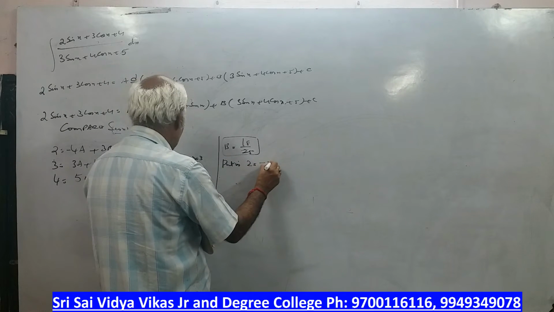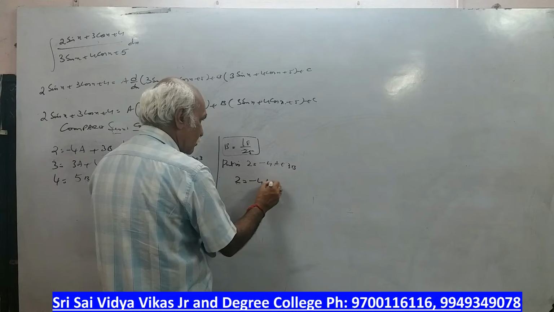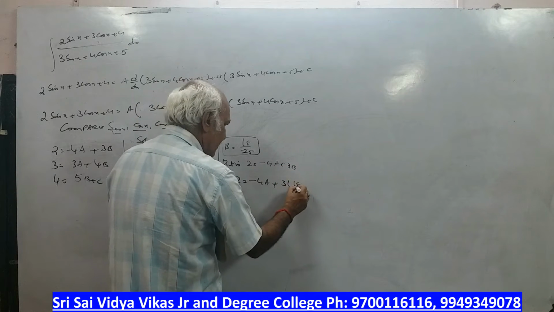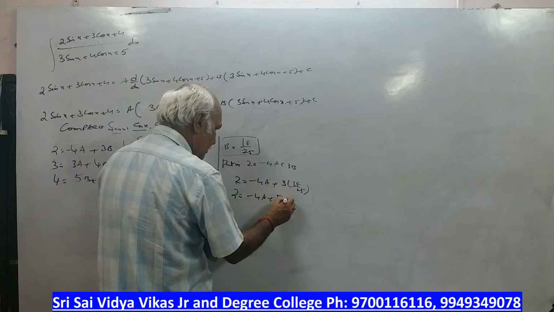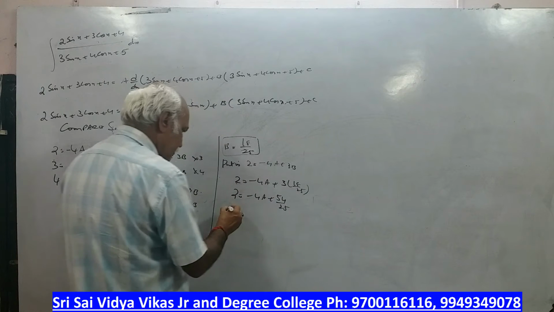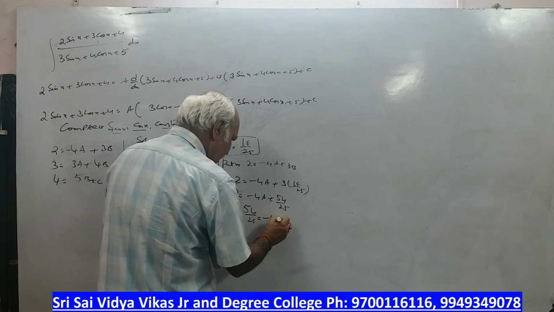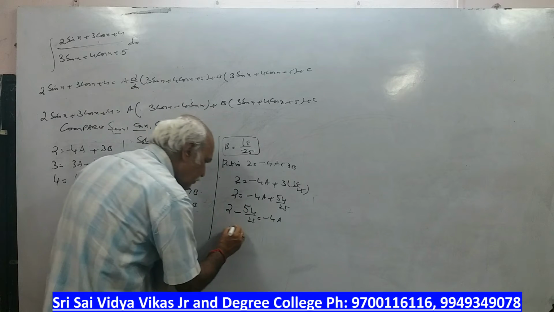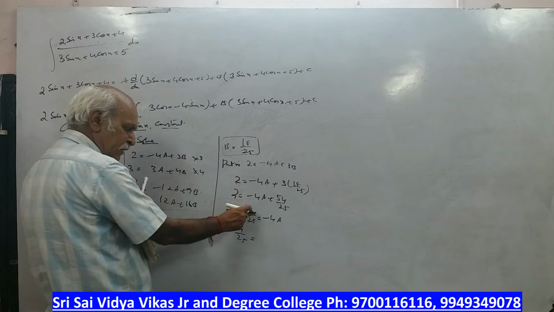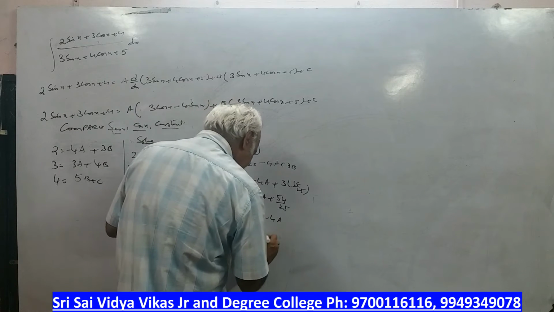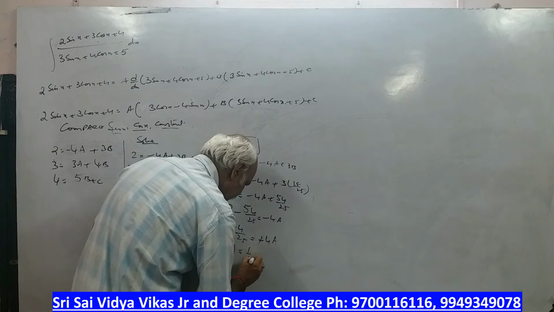Put in 2 is equal to minus 4a plus 3b. So 2 is equal to minus 4a plus 3 into 18 by 25. 2 is equal to minus 4a plus 54 by 25. Bring the term this side. 2 minus 54 by 25 is equal to minus 4a. 25 into 2 is 50. 50 minus 54 is minus 4 by 25, which is equal to minus 4a. Cancel. a is equal to 1 by 25.